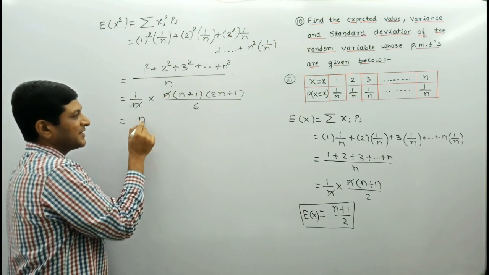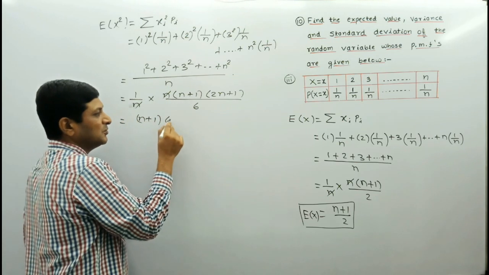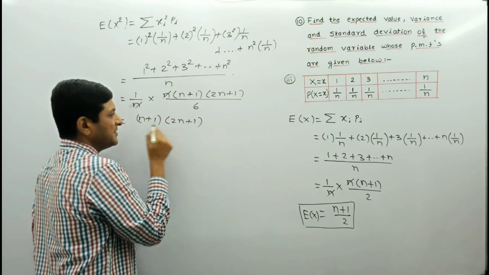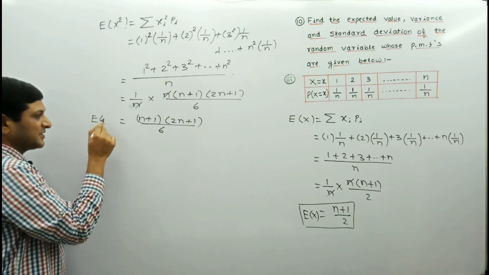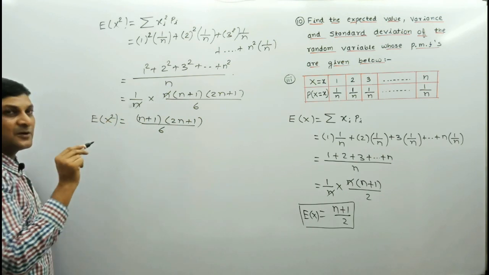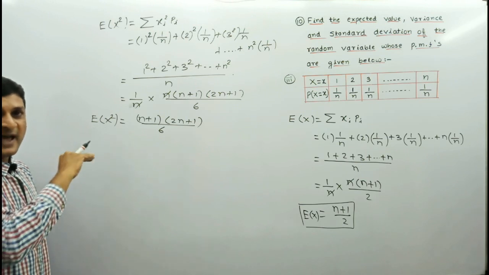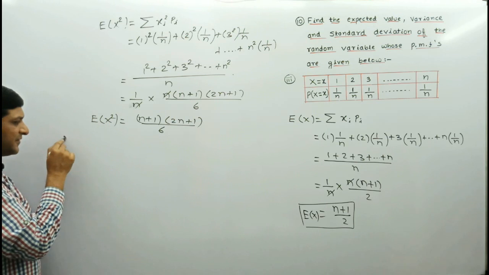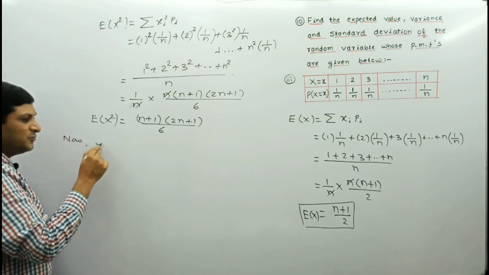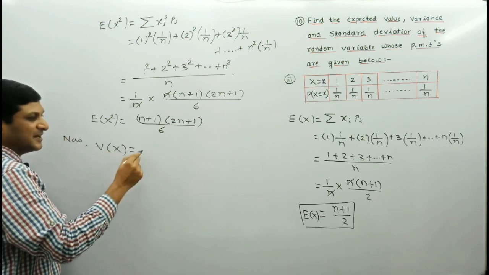So what result are we getting? n plus 1 into 2n plus 1 divided by 6. In this way, we have got the value of E of x square. And why is this value required? Because to find the variance, we will require E of x square. Since the value of E of x square is known to us, now we are finding the variance of this random variable.